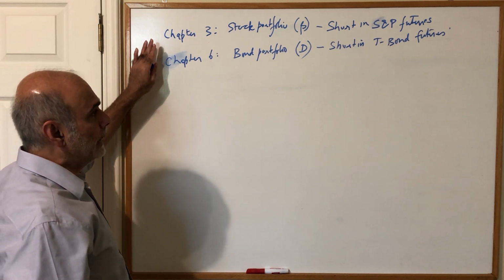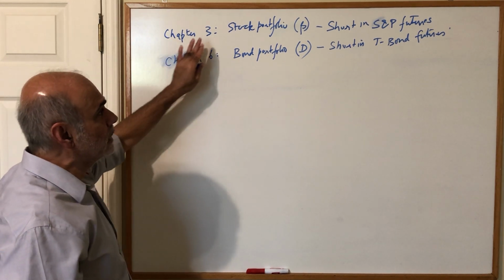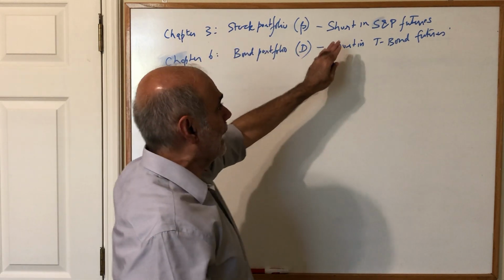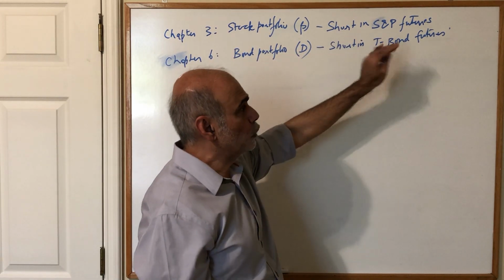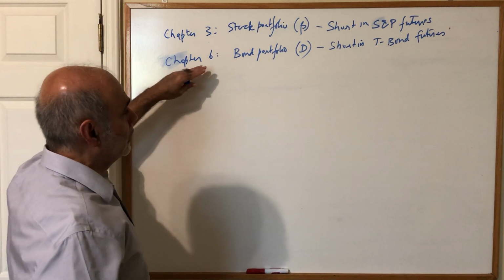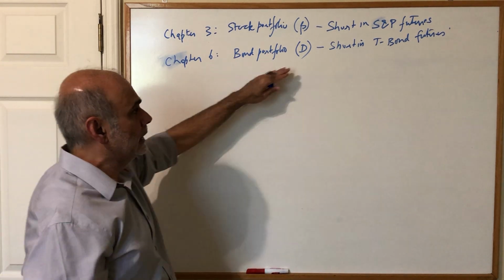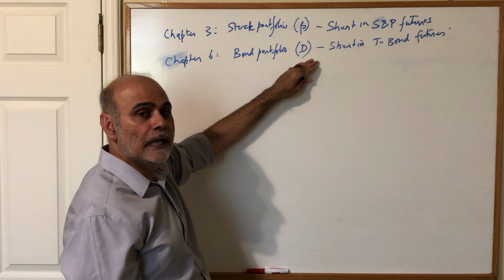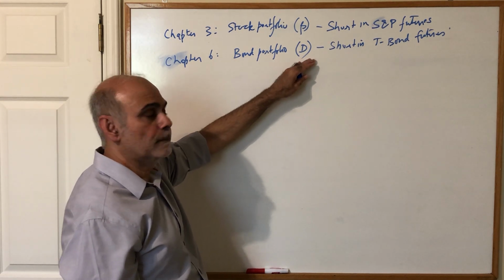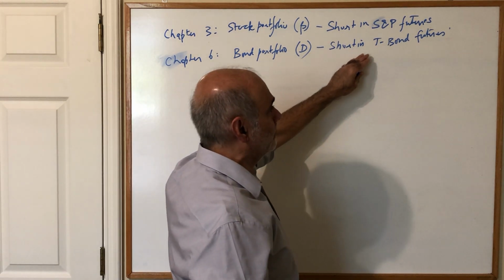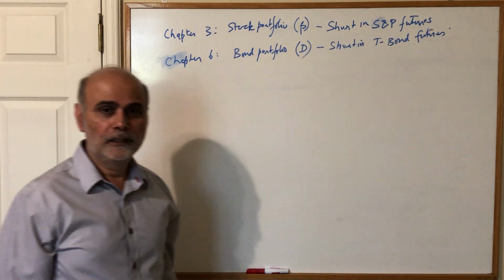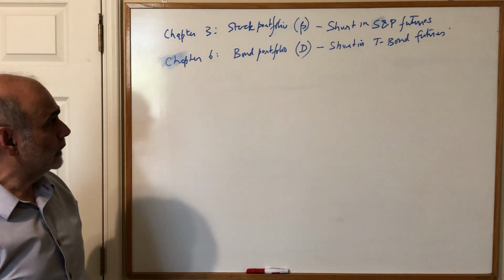And I'm trying to draw a parallel over here in terms of the risk of each portfolio, beta, and you manage that risk by taking a short in the S&P 500 futures. Over here for a bond portfolio, the risk is measured by its duration, and you manage the duration or the risk of this portfolio by taking a short position in Treasury bond futures. So that's what we illustrate over here.